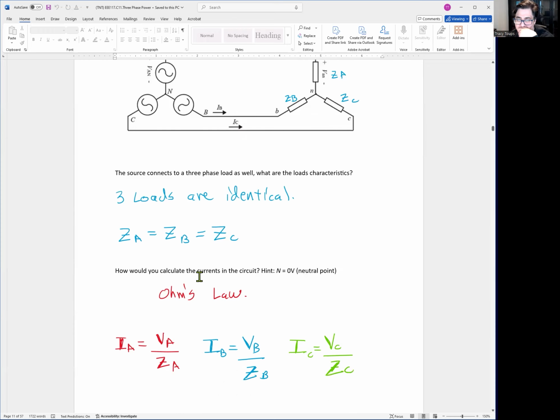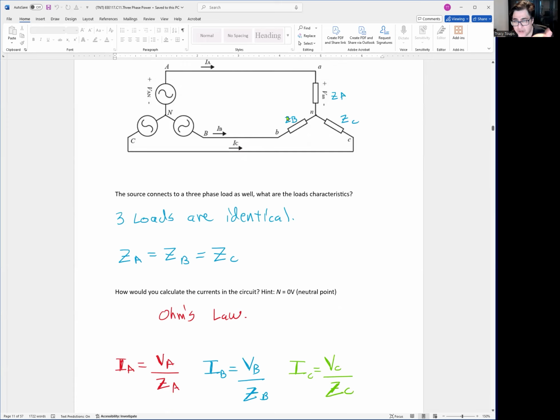Now, how do we calculate the ohms? How do we calculate current going through a circuit? If I know the voltage, I know the impedance. The beauty of a balanced system is they're all going to be very similar. IA equals VA over ZA. IB equals VB over ZB. IC equals VC over ZC, right? Voltage of C phase over impedance of C phase. Kind of hard to say that.